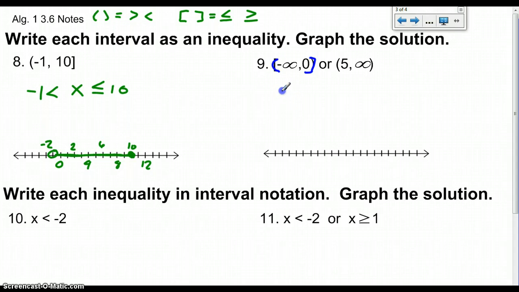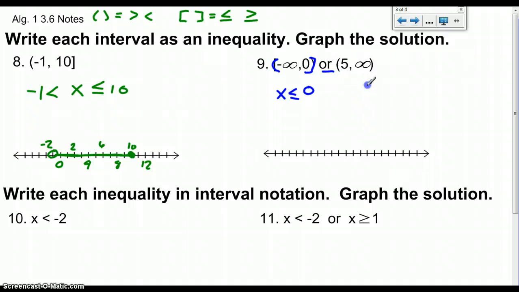So for this one, we're going to have two different equations because we have "or." So for this one, negative infinity is going to be the smallest number. So x is less than 0, but it includes 0, so it'll be less than or equal to, because it wants all the numbers that are less than 0. So all the numbers less than 0 would be x is less than or equal to 0.